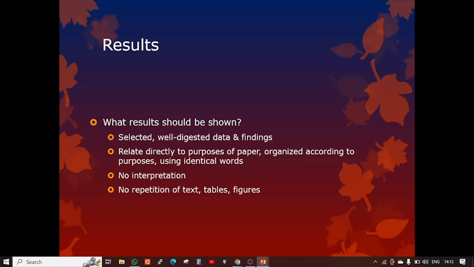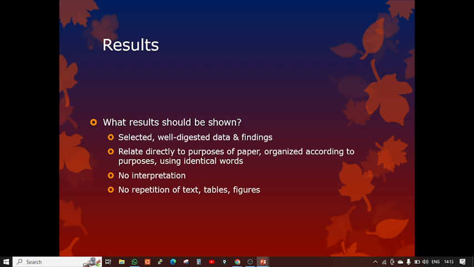So what results should be shown? There are many results which can be noted while carrying out the research, but all results cannot be shown in the results section, particularly in a research paper for publishing. All results, all documentation and every detail should be clearly mentioned in your research thesis or research report. But in your research paper, you should not mention all the things.